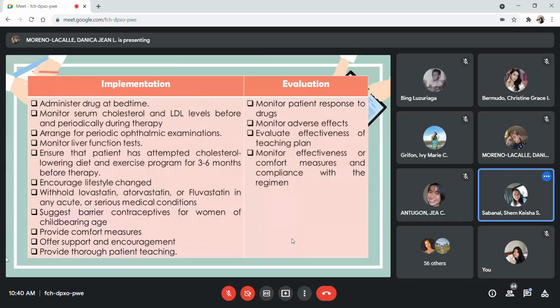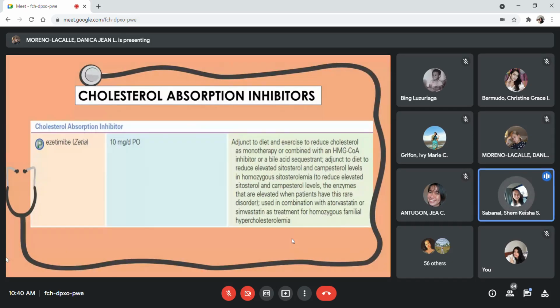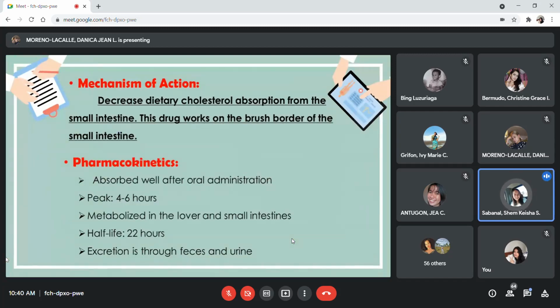Next slide, please. Now let's move on to the third class of drugs. We have our cholesterol absorption inhibitors. So we have only one drug under this class. We have our ezetimibe. And next slide, please. So what does this drug do? It decreases dietary cholesterol absorption from the small intestine. This drug works on the brush border of our small intestines.